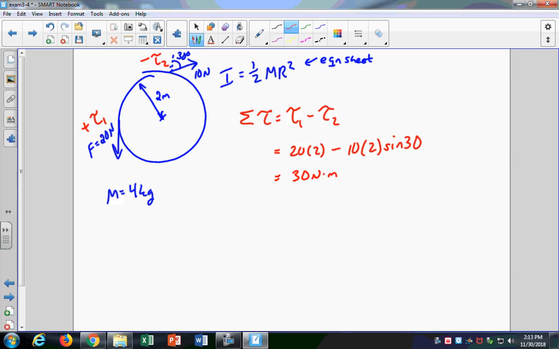I could just ask you what is the net torque, and that could be a problem, although I'm not sure if I do. Now, the next step, after you find the net torque, is you need to find the angular acceleration.